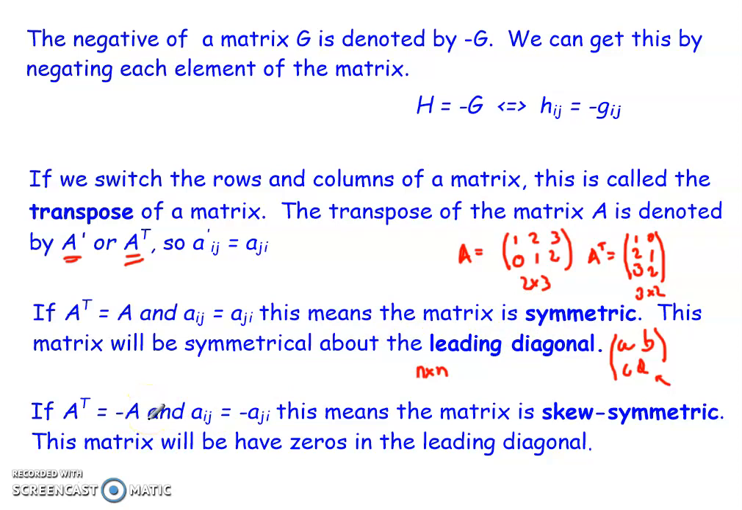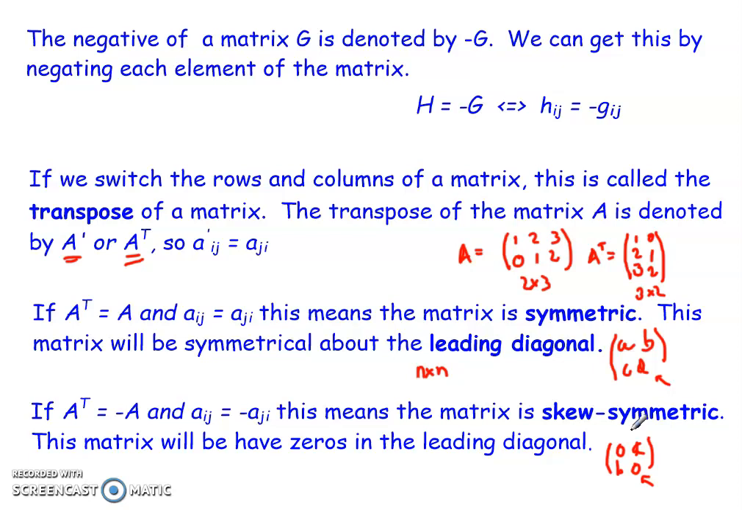And similarly, if the transpose of A is the negative of A, this means the matrix is what's called skew symmetric. And in this case, the matrix will have zeros in the leading diagonal. So this one here could look something like 0, A, B, and 0. Again, leading diagonal is that there. This time though, they're all zeros. So all we'd have is the negative of that. And these two elements would be the same, just opposite signs there. So that's what it means when it's talking about symmetric and skew symmetric. That's the only difference between them, is the signs in that leading diagonal.